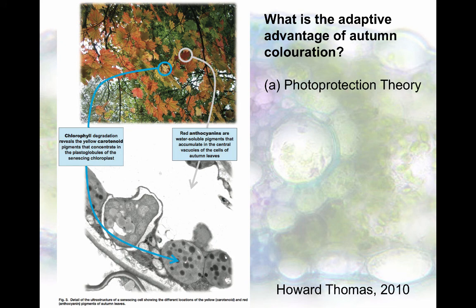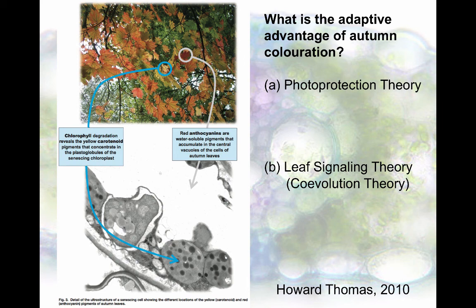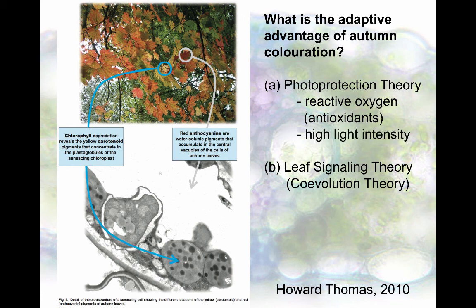The first one is called the photoprotection theory, and the second one is the leaf signaling theory, or the coevolution theory. In the photoprotection theory, the idea is that it's protection against reactive oxygen produced by light, and that the pigments act as antioxidants. Now, the leaves, of course, are exposed to high light intensity, and so it's also thought that perhaps these molecules help to prevent damage of other cellular structures.